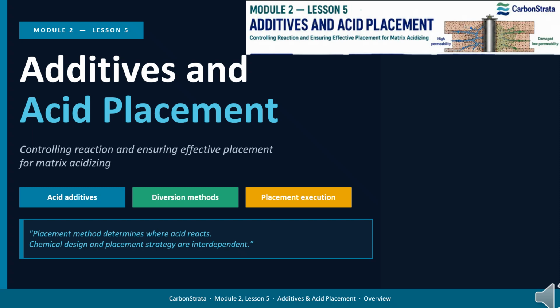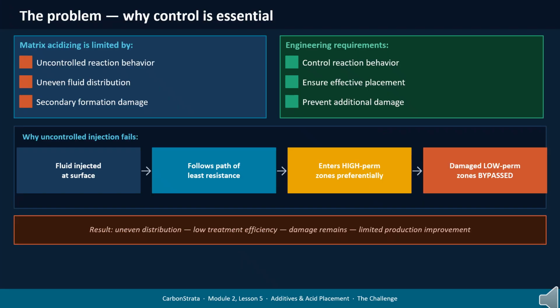So the real question is no longer, what acid should I use? It becomes, where will that acid react? 3 limits control matrix acidizing performance. First, reaction control. Acid reacts too fast, too early, or with the wrong materials. Second, fluid distribution. Acid does not go where you want. Third, secondary damage. You fix one problem and create another.